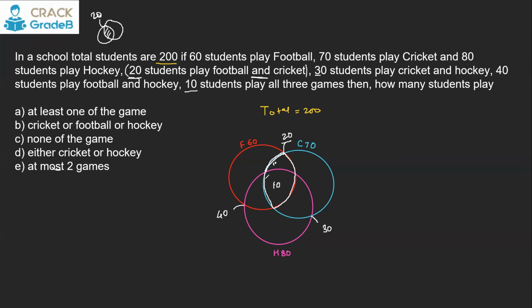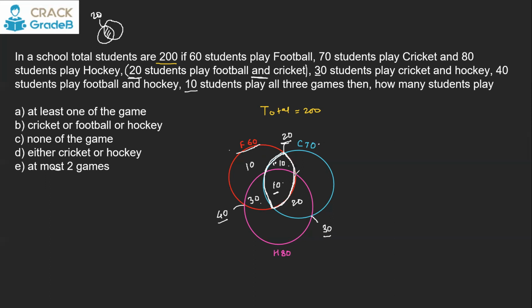Now we know that this entire intersection is 20, out of which 10 went here. So the remaining 10 will come here. Similarly, out of 30, 10 here, so the remaining 20 will come here. Out of 40, 10 goes here, so the remaining 30 will come here. Now the entire red circle has 60 students in it, out of which 10 plus 10 plus 30, 50 students are gone. The remaining 10 students should belong to this area then.